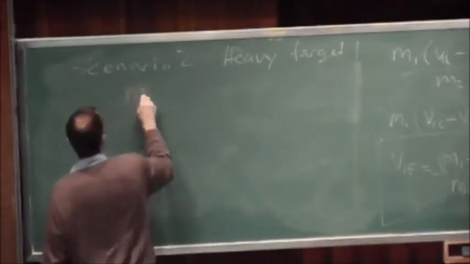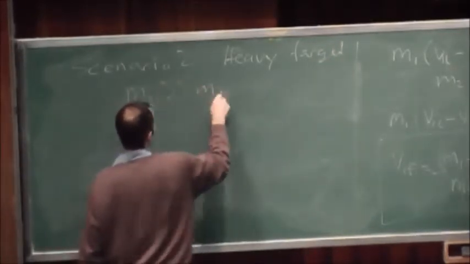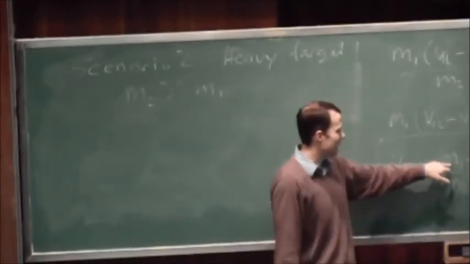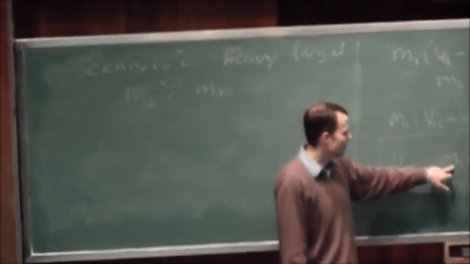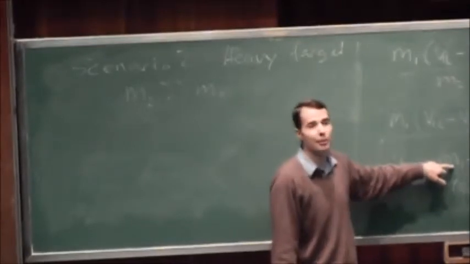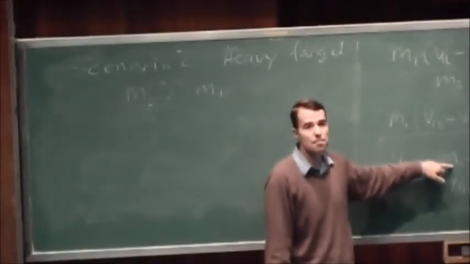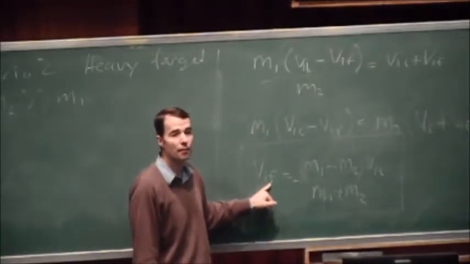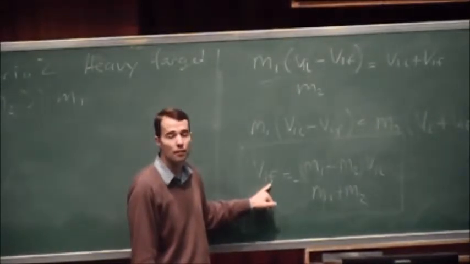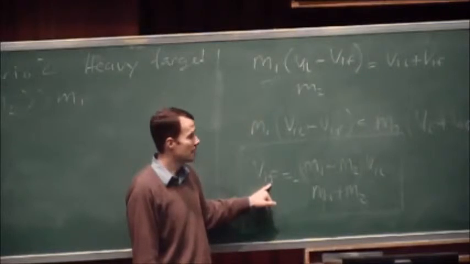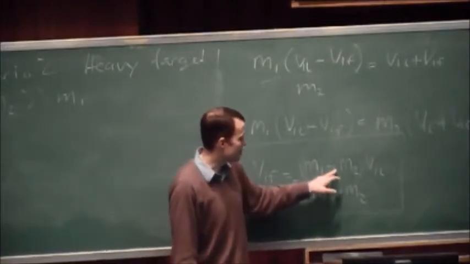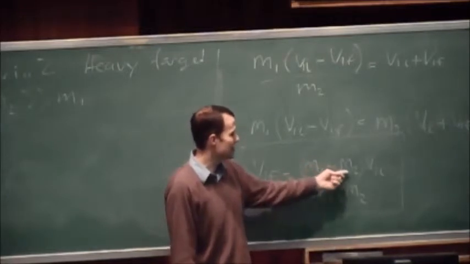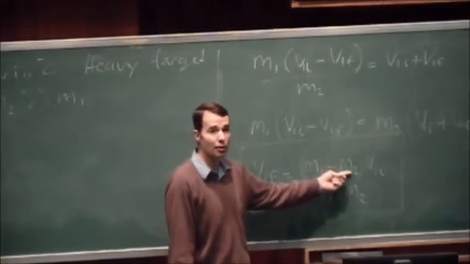In other words, mass 2 is much, much greater than mass 1. What will happen? Mass 1 is really, really light. It collides into mass 2, and so what am I going to get? What would be the velocity of ball 1? It'll be in the other direction, because if mass 2 is much, much greater than mass 1, this is essentially minus m2.